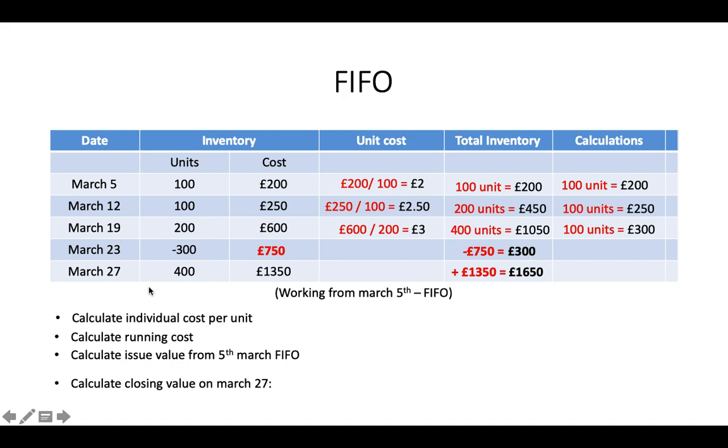On March the 27th, we bought in 400 units extra at a cost of 1,350. So we're going to add that 1,350 to the £300 of existing stock, giving us 1,650. So using the first in, first out method, our issue cost us £750 and our closing inventory on the 27th of March was £1,650.